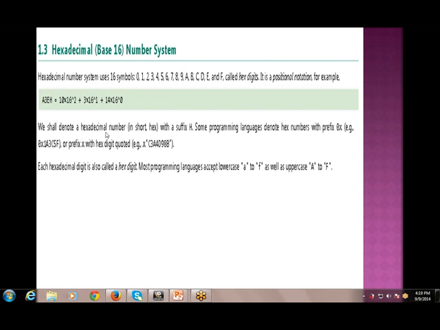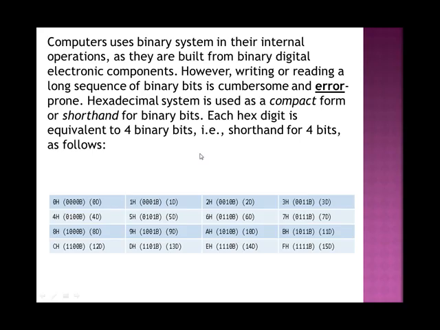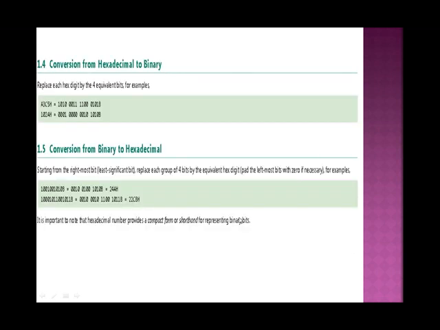We shall denote a hexadecimal number, in short hex, with a suffix. Some programming languages denote hex numbers with the prefix 0x. So whenever we use hexadecimal, it is preceded by a prefix, or the suffix uses an h. These are the multiple number system formats that are available for hexadecimal. This is for decimal, D. These are all for the decimal number system.